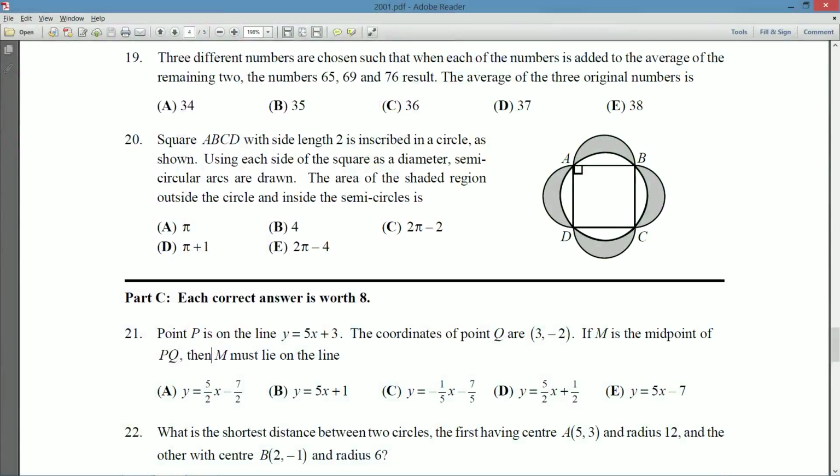Square ABCD with side length 2 is inscribed in a circle. Well, here's ABCD, and it's definitely inscribed in a circle. Using each side of the square as a diameter, semicircular arcs are drawn. And the area of the shaded region outside the circle, but inside the semicircles is... Okay.